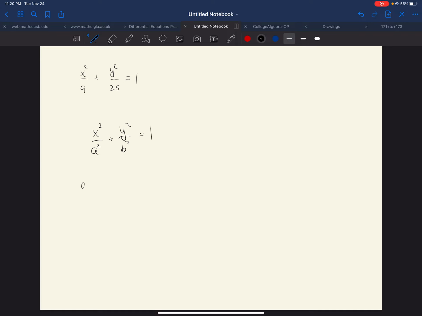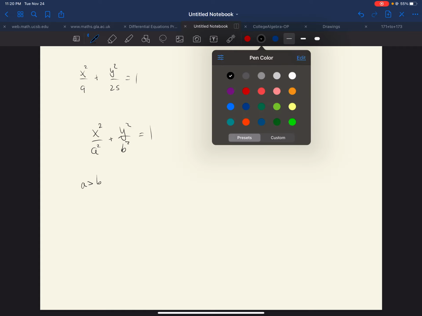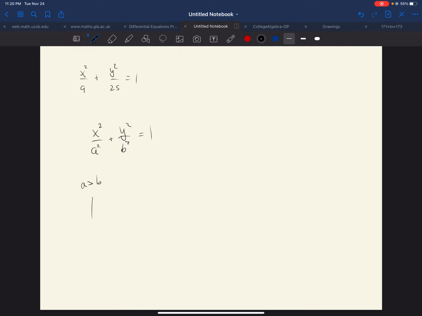And I say this: if a is bigger than b, so that means the larger number is under the x, it's going to open this way. If b is greater than a, it's going to open up and down that way. That's all that you really need to know. And then once you have that down, it's real easy to see how long the major axis should be.